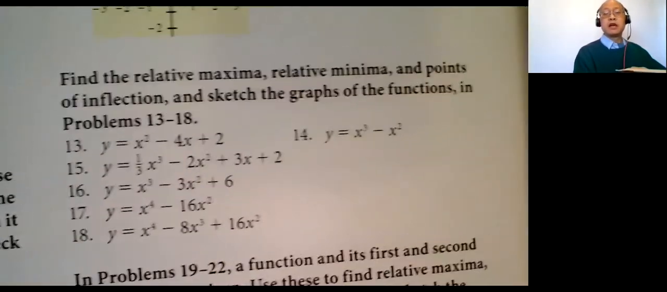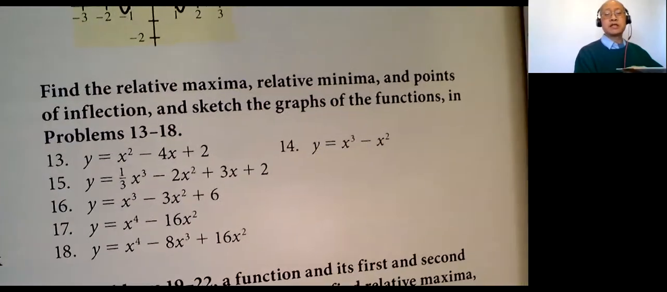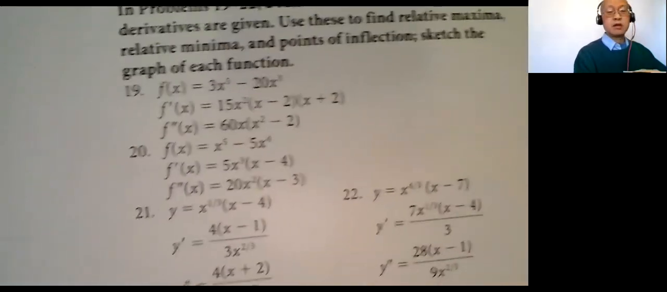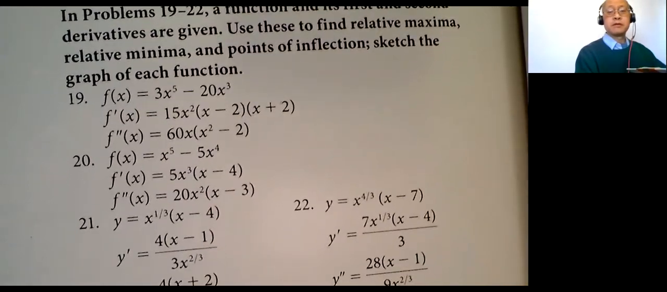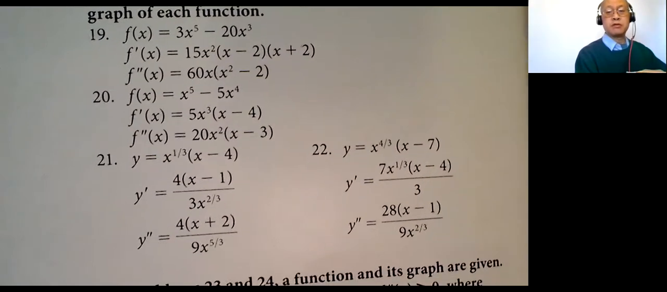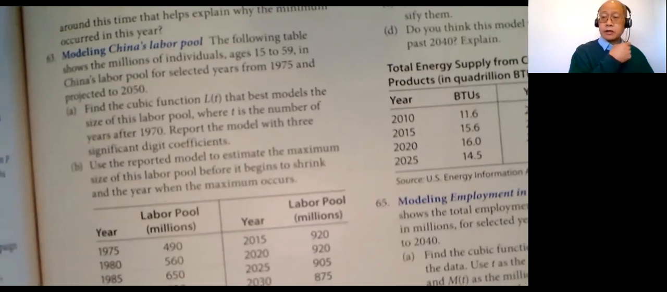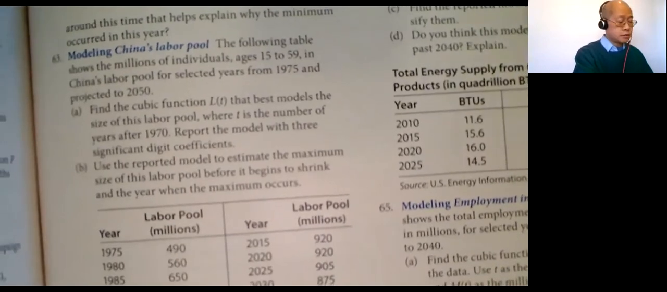Okay, 13 to 18. Find relative maxima, minima. That's the same as last time. Points of inflection, that's new. And sketch the graph. Okay, and I'm going to do more. I'm going to ask you for intervals of concavity, and I'll show you how to do that. So there's 19, 20, 21, 22 also. Right, so increasing and decreasing, we did that last time. We'll be doing that today on the quiz. And maxima and minima, we did that last time. You'll be doing that in the quiz.